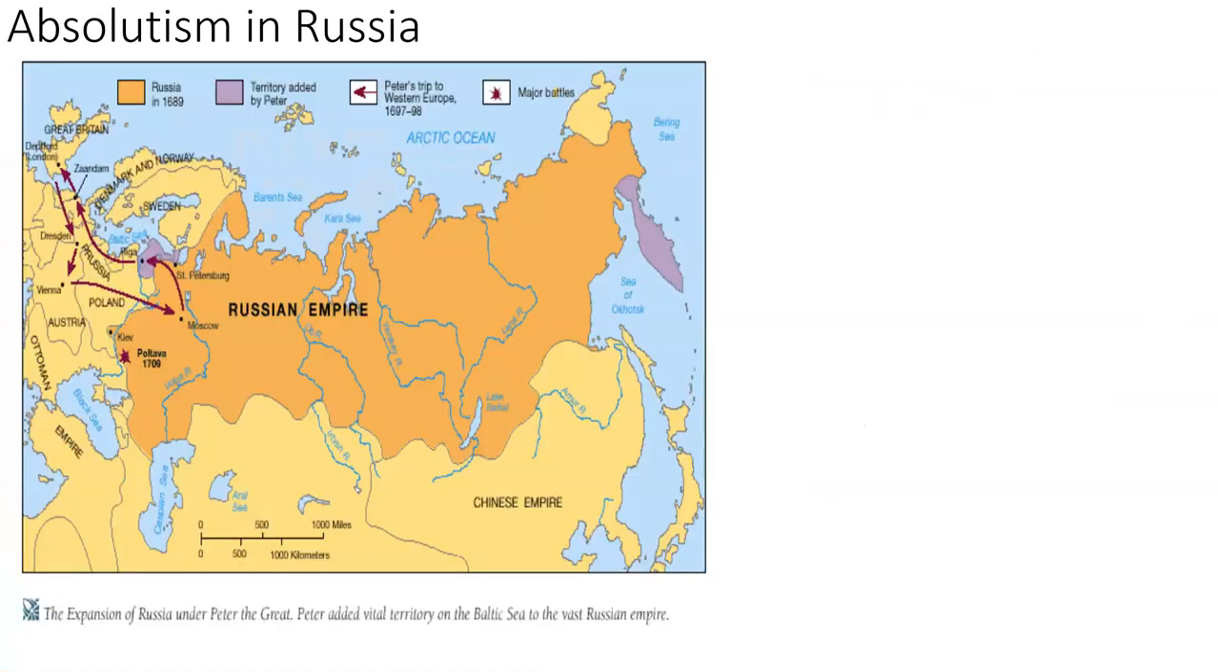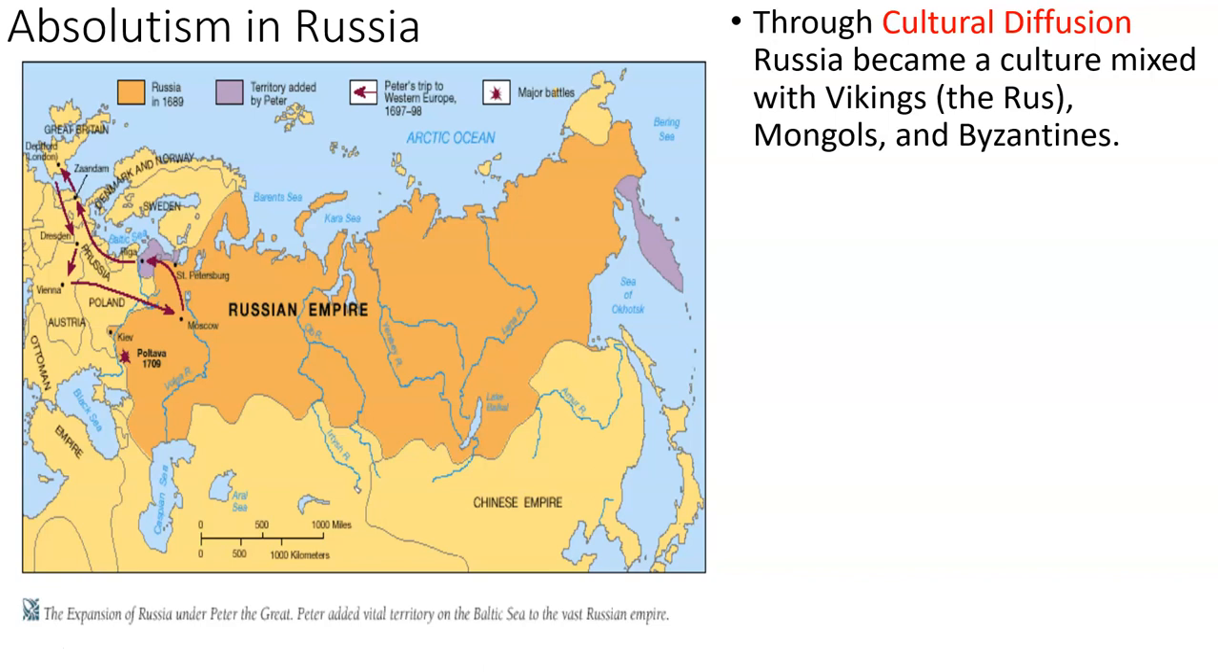Okay. So let's start with absolutism in Russia. I got a map to give you a picture of just how large Russia is. For each of these, I'll try to give you a little bit of background knowledge. So through cultural diffusion, what is Russia really? It's a mixture of many different cultures, right? The Vikings, the Mongols, okay, that's Temujin's land, right? And then the Byzantines. The Byzantines will move up to the north.